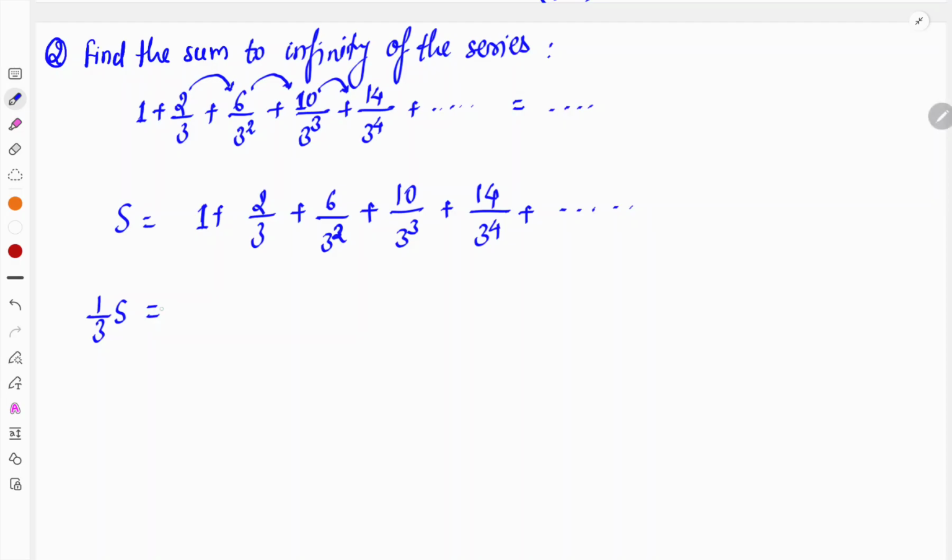So how you need to write the terms: by shifting one term to the right side. So 1 into 1/3 I will write here. This 2/3 into 1/3 I will write here as 2/3^2. 6/3^2 into 1/3 is 6/3^3. And this will be 10 divided by 3^4.